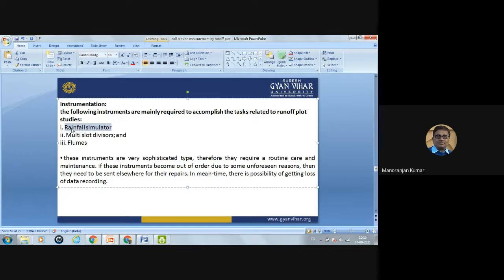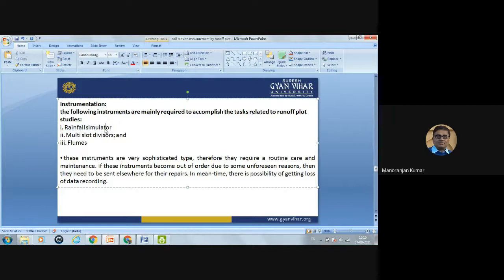That rainfall you can adjust. You can create heavy rainfall, you can create light rainfall also with this rainfall simulator. It is in your hand. It is not in nature. You can create low intensity rainfall, medium intensity rainfall, or heavy rainfall. And what are the effects of these different intensities of rainfall on the soil? You can study, you can research on this. So this is the instrumentation.